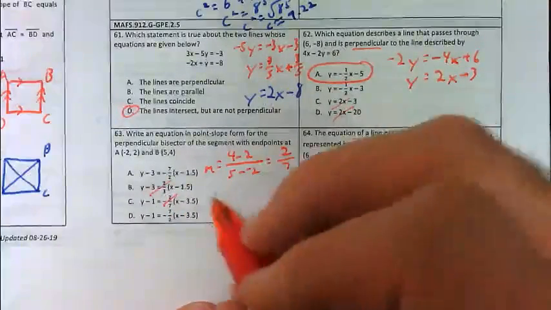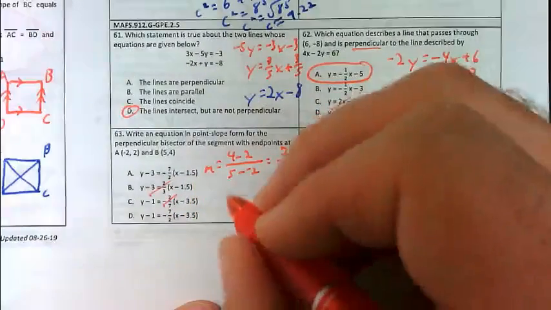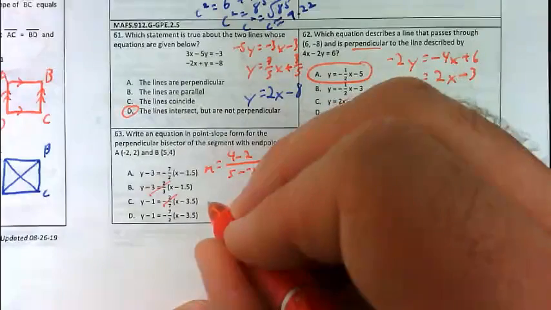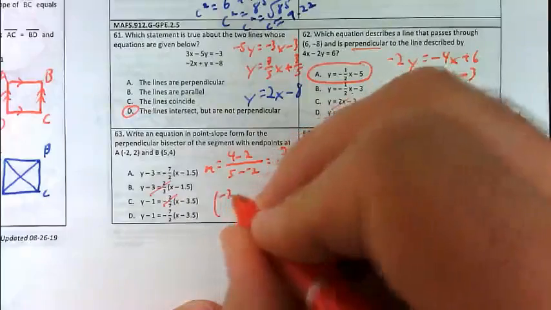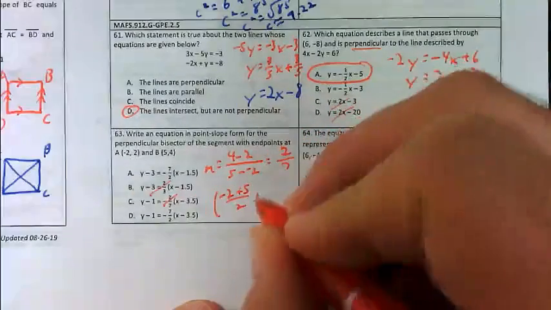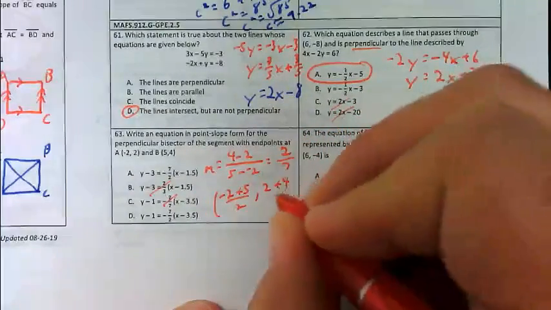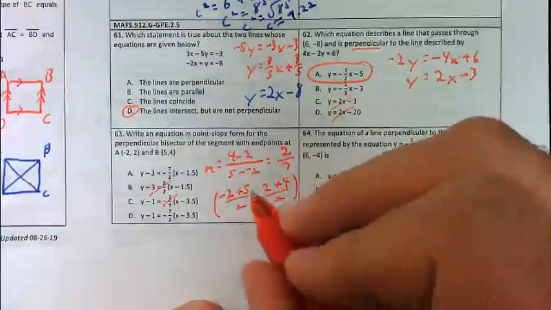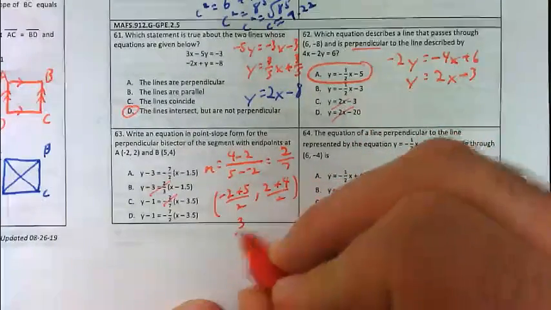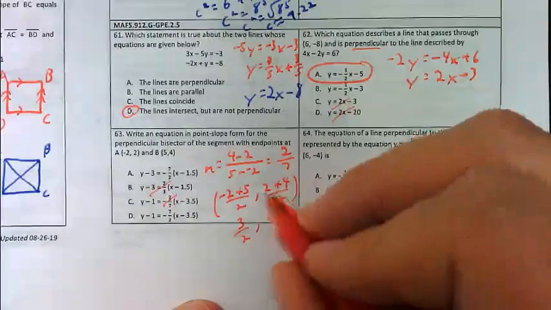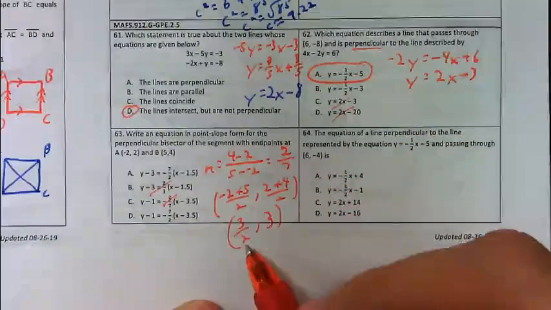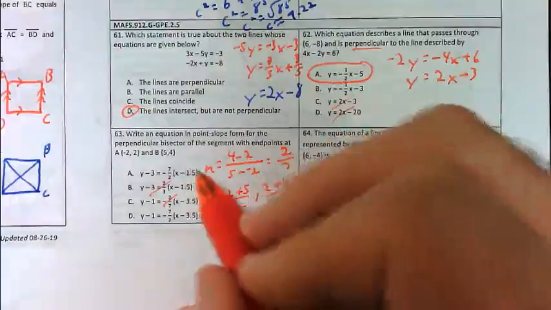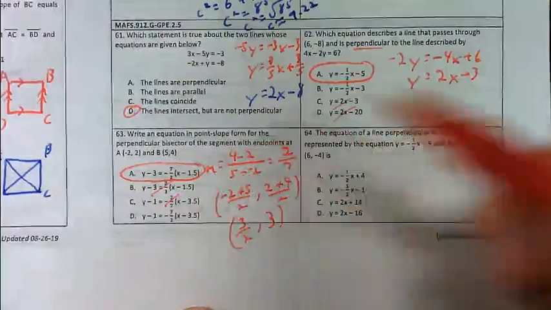Now we need the midpoint to find out what point they used. So midpoint of those two is the average of the x's, average of the y's. -2 plus 5 divided by 2. 2 plus 4 divided by 2. -2 plus 5 is 3. So that's 3/2. That's 6 divided by 2 is 3. So we got 1.5 and 3. That's what they used in A.